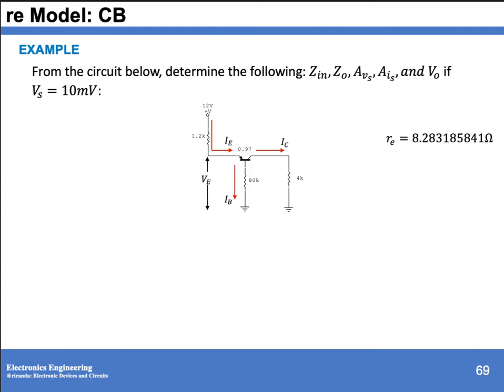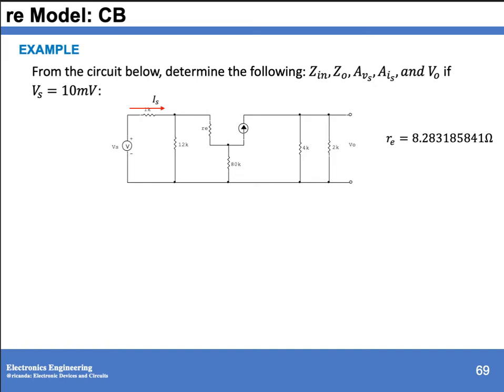From this, we have to change this into your RE equivalent model. So this is your IO, that is your IC, then IB. This is your voltage at the emitter, where we can get your impedance at the emitter, your Vi, where we can get your impedance Zi and impedance Zin. Then we have your output impedance.